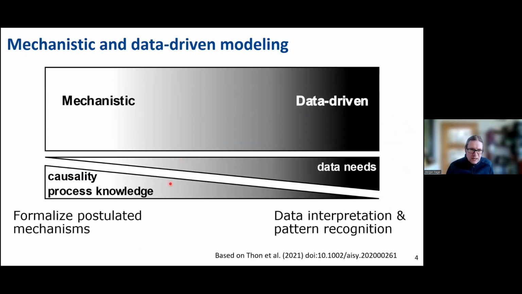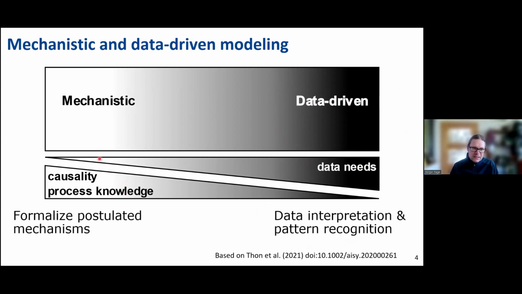So in general, you can distinguish between mechanistic and data-driven modeling approaches as two extreme ends. And the big advantage of mechanistic modeling approaches is that this enables to formalize postulated mechanisms in the model and allows to reflect causal relationships and the knowledge on processes in soils. Whereas on the other side, these data-driven approaches that are used a lot in PhenoRob as well, they are used for interpreting data and recognize patterns, but also for many others.